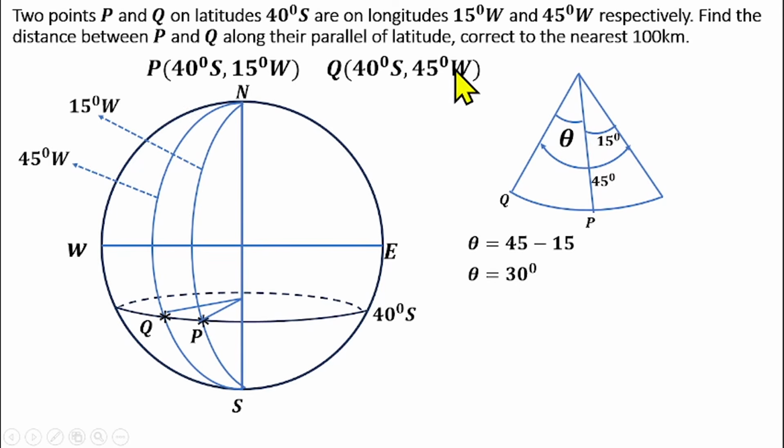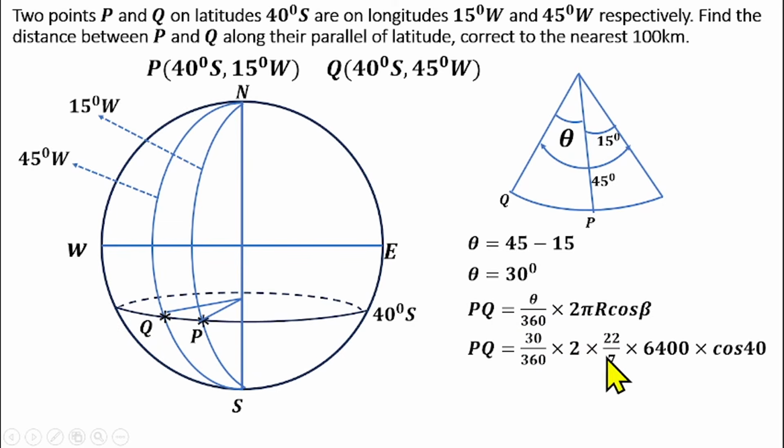Therefore, to now find the distance between them along this parallel of latitude, 40 degrees south, you need to find it along the small circle. So distance PQ will be theta over 360 times 2 pi r cos beta. So your theta is 30 degrees over 360 times 2 times 22 over 7 times 6400 cos beta, which is the latitude that they are both on, which is that 40 degrees.